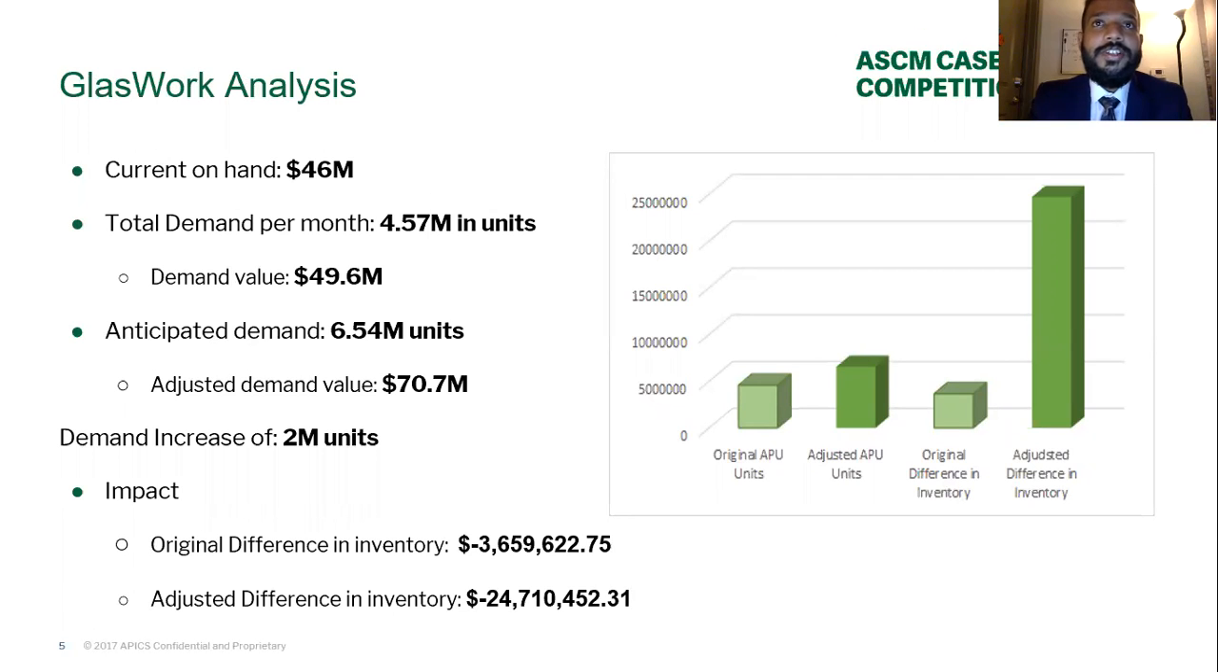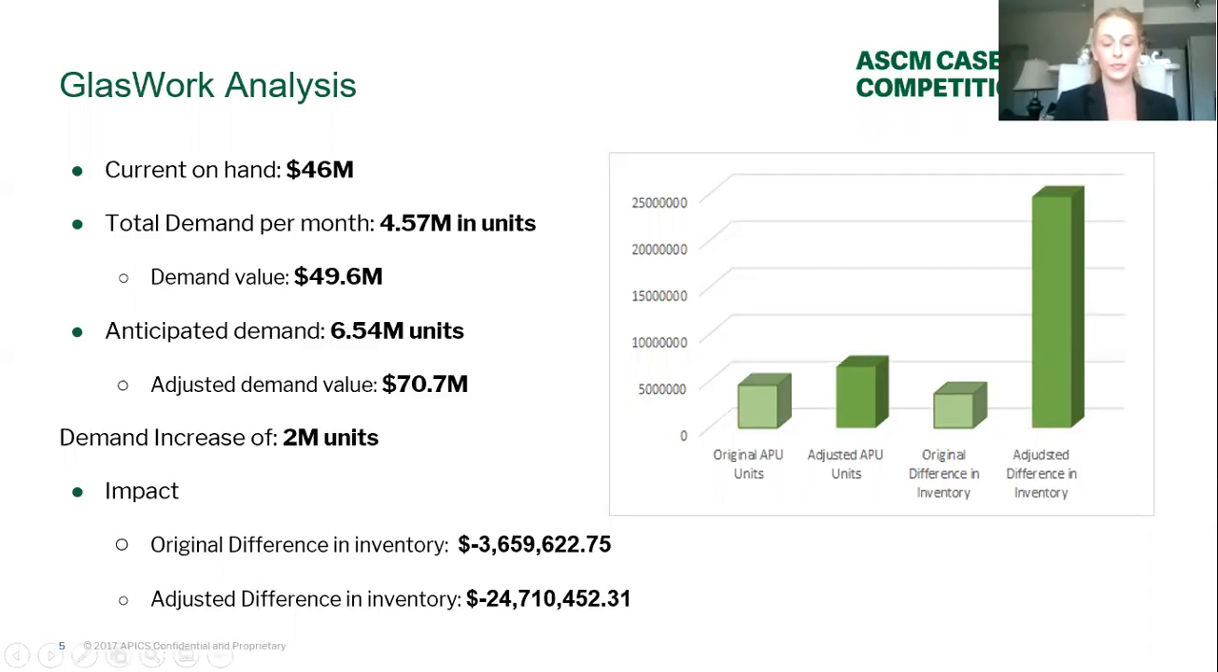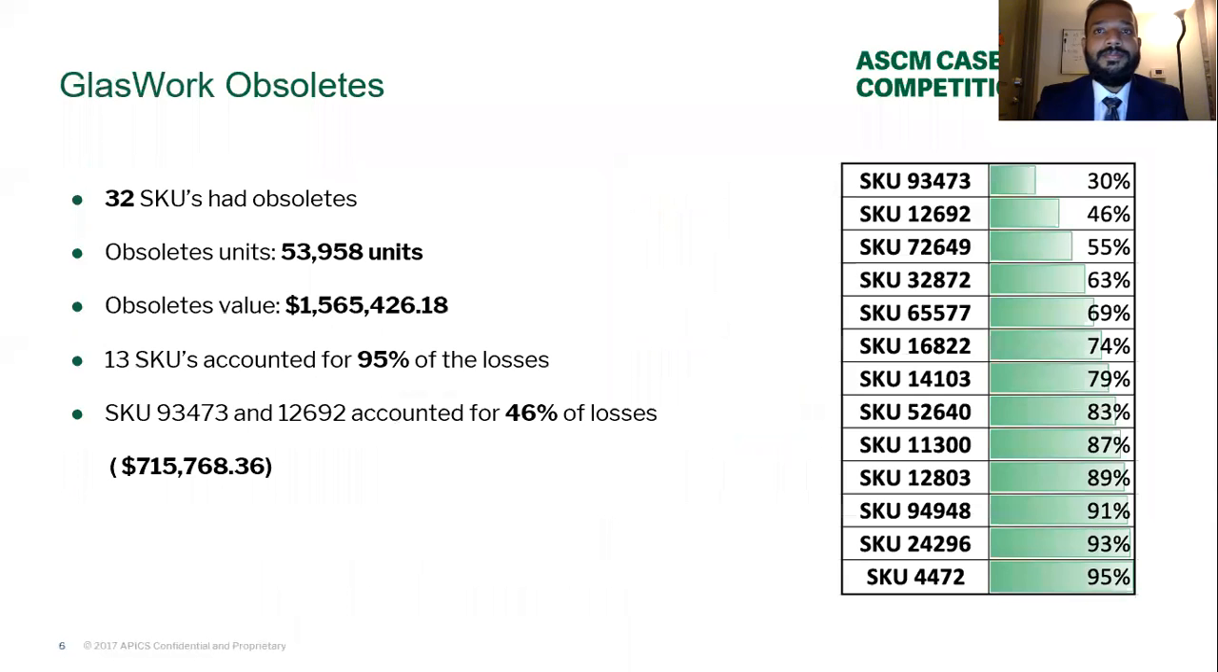From our analysis, we discovered that the current on-hand inventory totals up to $46 million. In terms of demand, the total demand per month is 4.6 million units, and the anticipated demand is 6.5 million units, which leads to a demand increase of 2 million units. Next, we'll be looking into Glassworks obsoletes.